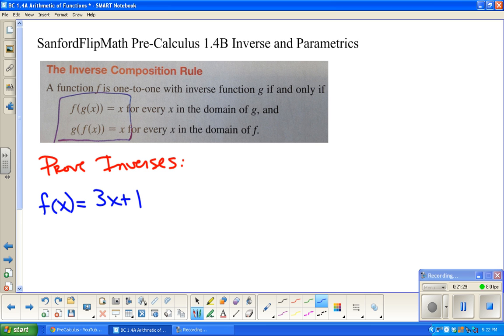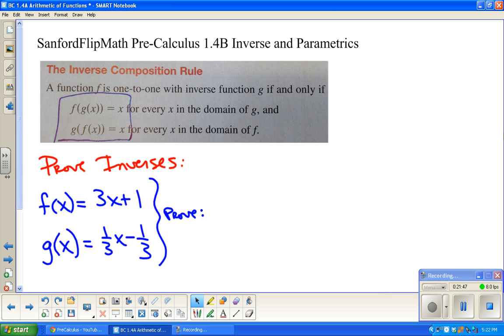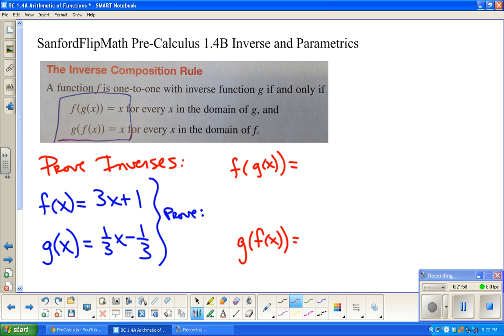And let's say I have some other cool function, cleverly named g of x, and let's say I happen to think that 1/3 x minus 1/3 was its inverse. Okay, I want to prove that they're inverses. Well, if they are in fact inverses, when I do f of g of x, I'm supposed to get x. And when I do g of f of x, I'm supposed to get x. So let's see if that really happens.